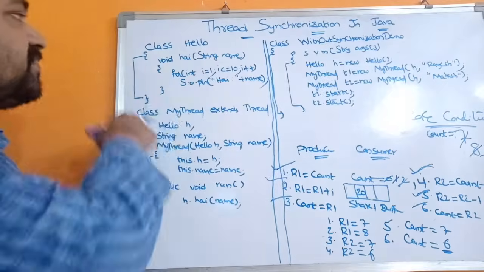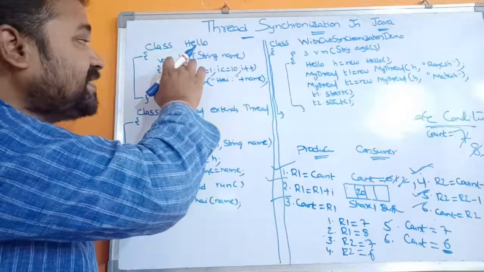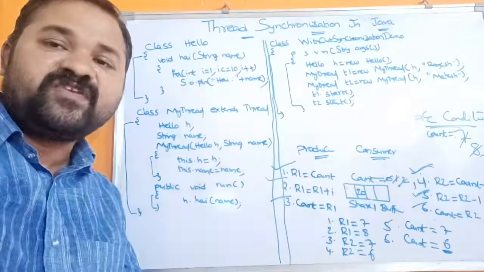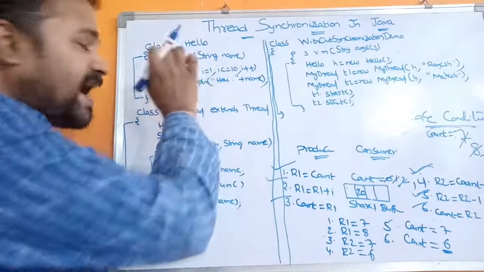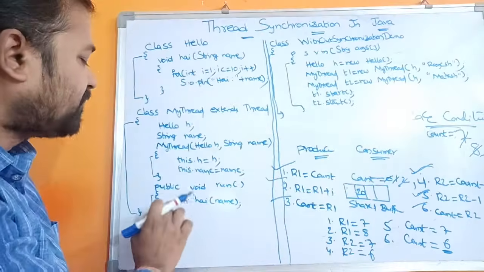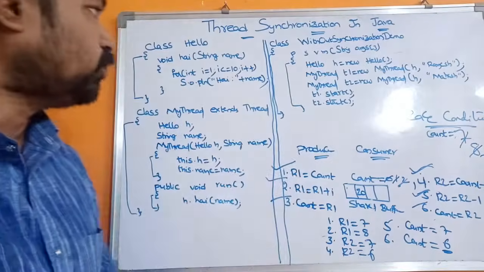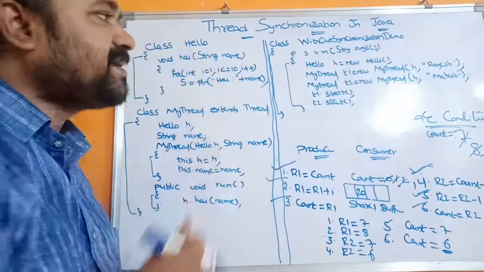So that's why here we are taking a class called Hello. In that class we have defined the hi method. In the next program we perform synchronization on the hi method. So here we are calling that hi method from the run method. Next class, the name of the class is WithoutSynchronizationDemo, public static void main(String[] args).